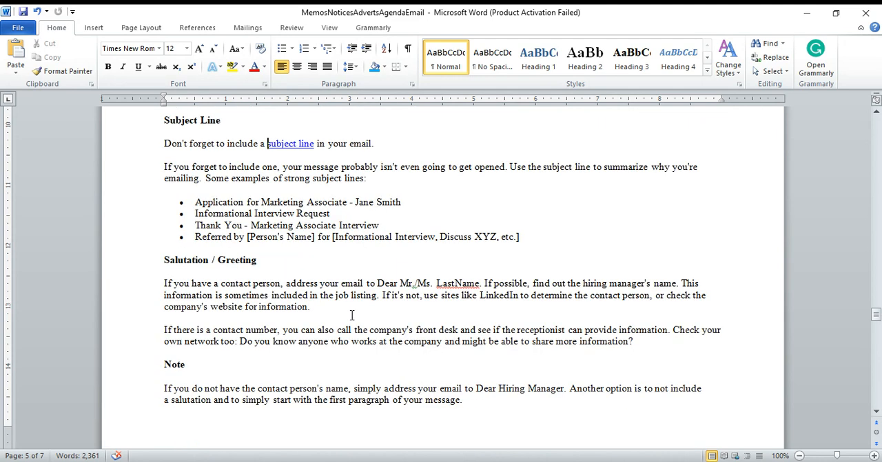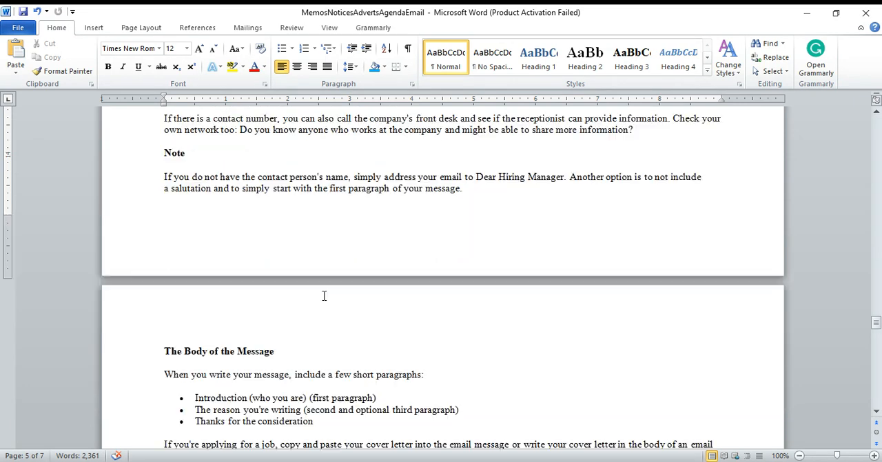Then salutation or greeting, very important. Always start with either hello or dear. Okay, so always greet a person. You are not at war, you are communicating. Okay, so always greet a person.